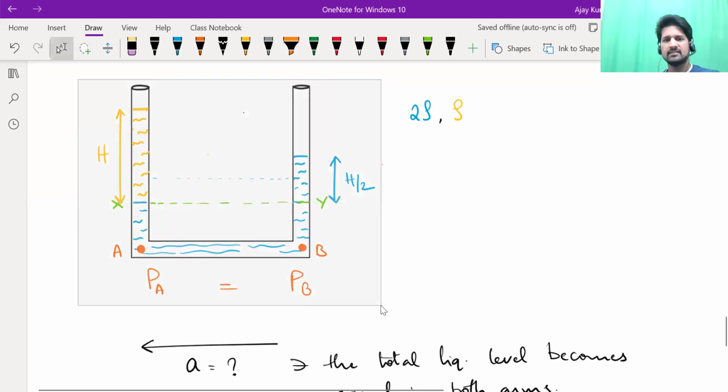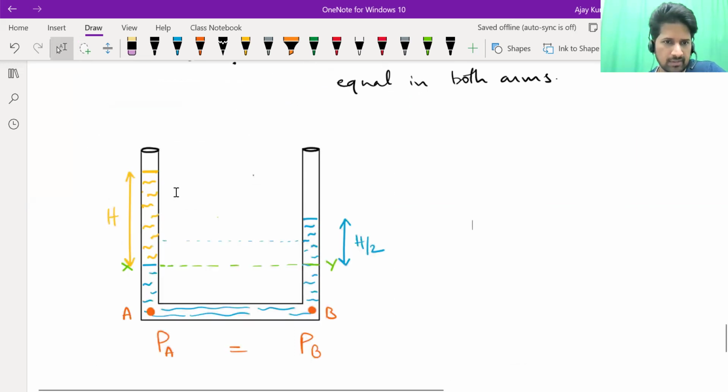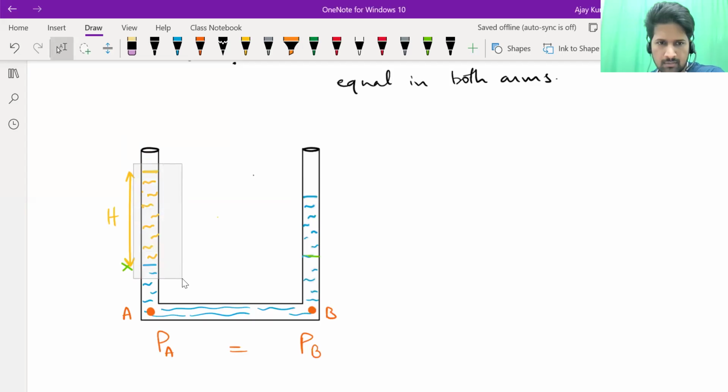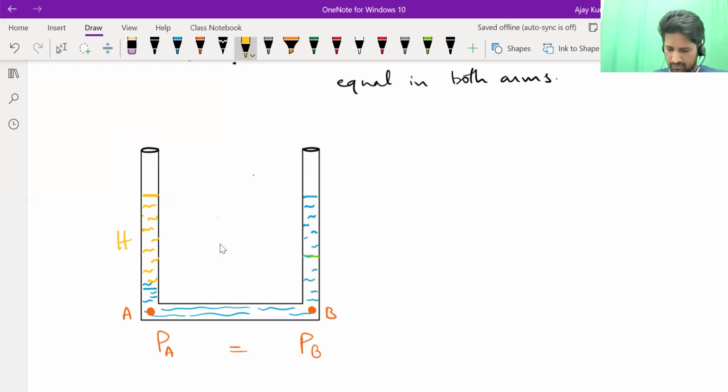The first thing you need to do is imagine that happening. Imagine the situation where liquid in both the arms is of the same level. So left side we will have to bring it down. Right side we'll have to bring it up. So this h by 2 won't matter anymore. This is how we want it finally. All that we know is that this height is h. The height of yellow liquid is h.